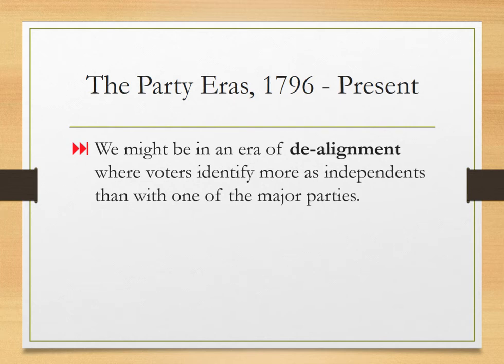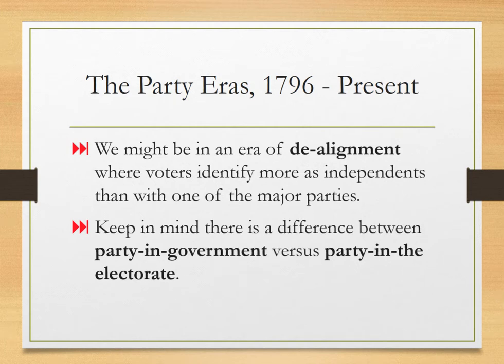And this de-alignment is where voters identify more as independents than with one of the major parties. Now that is true. So the independents, the nones, those of mixed view, are the dominant quote-unquote party currently. And so what does that mean, particularly since right now the GOP, the Republican Party, has a majority of the gubernatorial seats. It has a majority of the governorships throughout the United States, a majority of the legislative seats in the United States, and controls both the Senate and the House in terms of majority, as well as, of course, the presidency by virtue of President Trump.